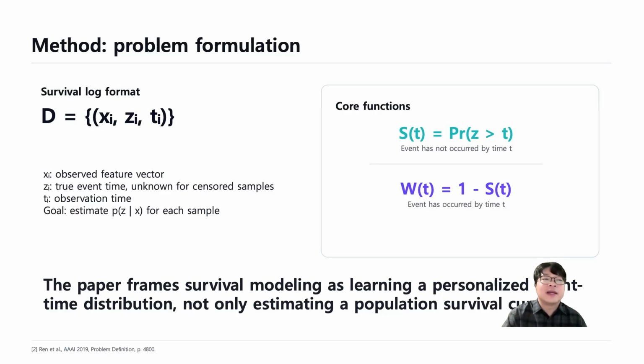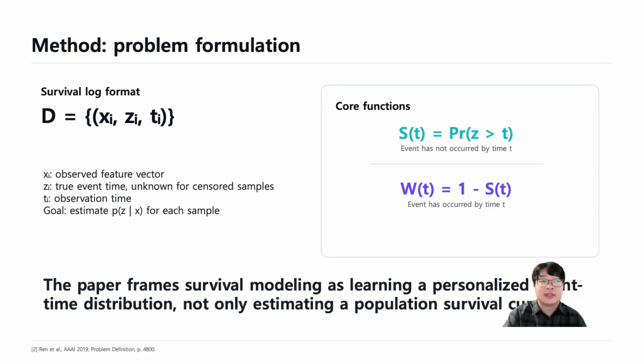The goal is to estimate P for each sample. This means the model aims to learn a personalized event time distribution for each sample. The paper also defines the survival function like this. This is the probability that the event has not occurred by time t.